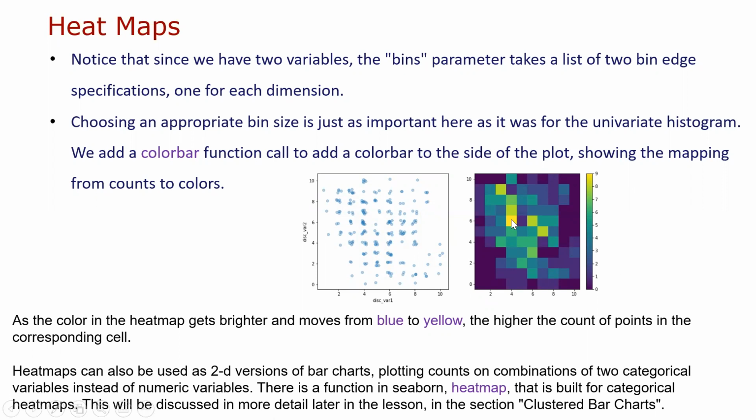Okay, so let's look at this grid here. Grid 4, 6. Can you see 4, 6? This is a 4, and this is a 6. So in this one, what do you think? Do I have a lot of points that collide or I don't have?